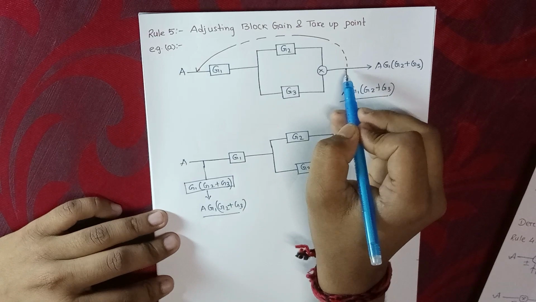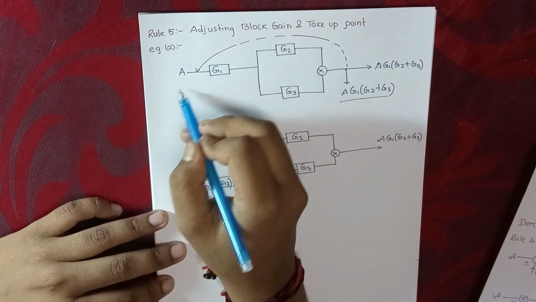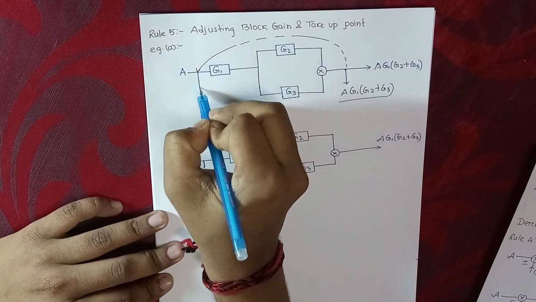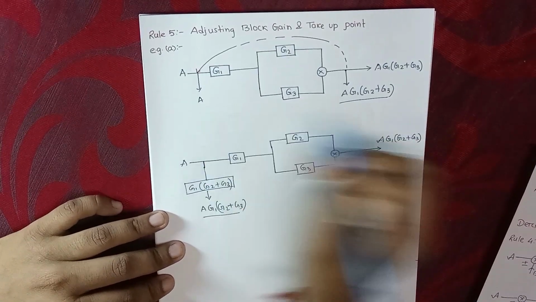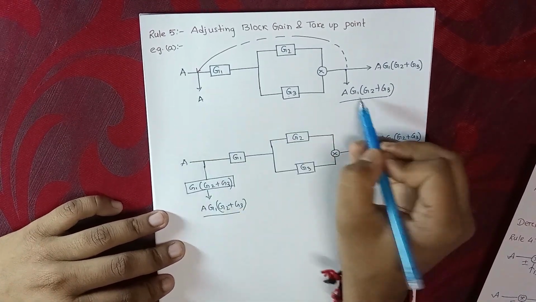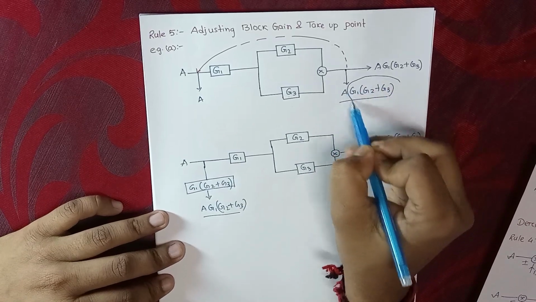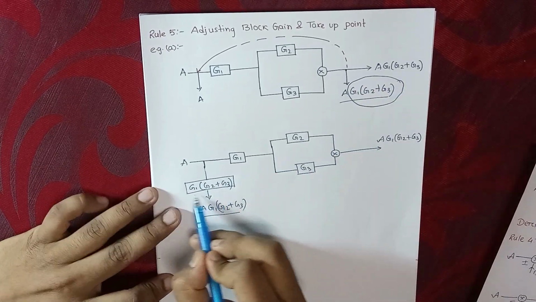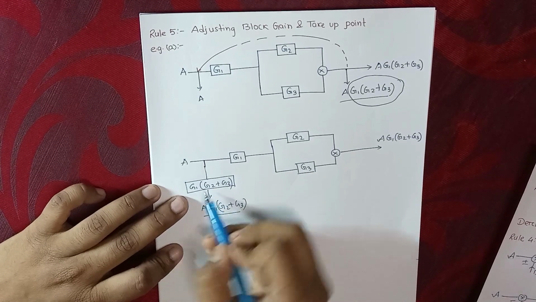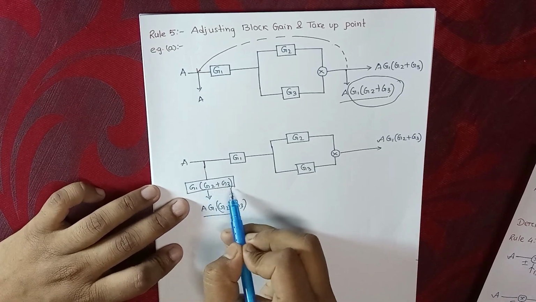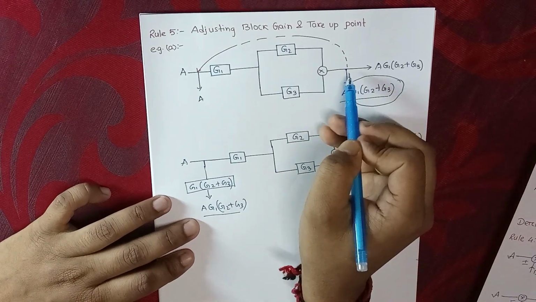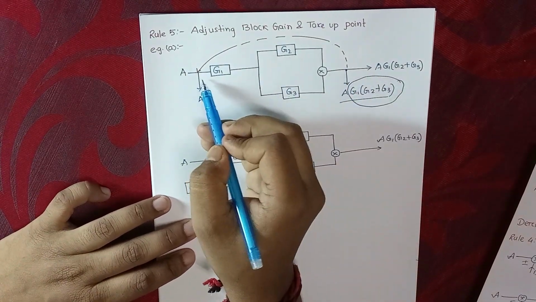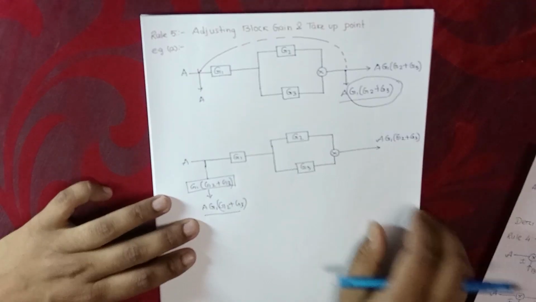If I want to shift this take-off point to here, then what I need to do? Here I have only A. So for this output to be here, we need to multiply it with this term. If we multiply it with G1 into (G2 plus G3), then we will get the required output. So we can shift the take-off point from here to here. In this way, we will move the take-off points.